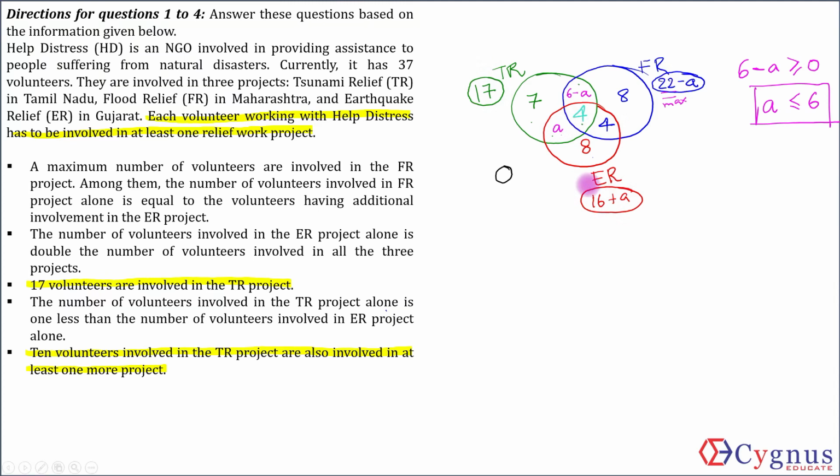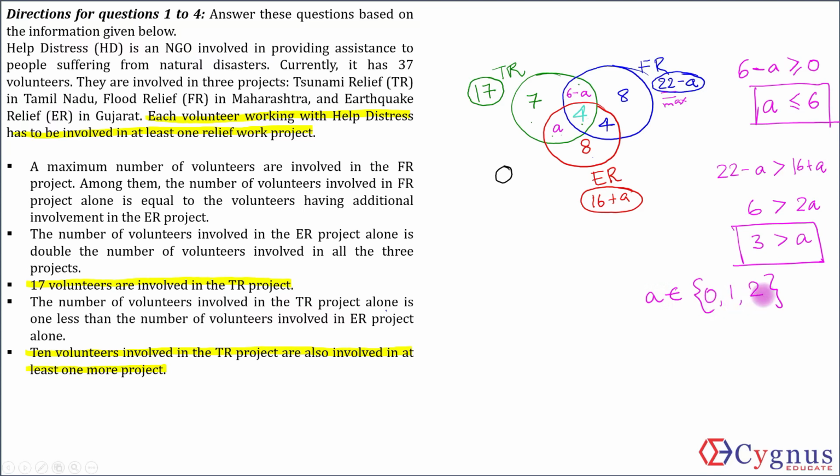But I also know that the number of people involved in the FR project is the maximum, which means 22 minus A should be greater than 16 plus A. So A was supposed to be less than or equal to 6. Now I also know that A should be less than 3, which means in effect A should be less than 3. What all values of A could be possible then? A must be one among 0, 1 or 2.